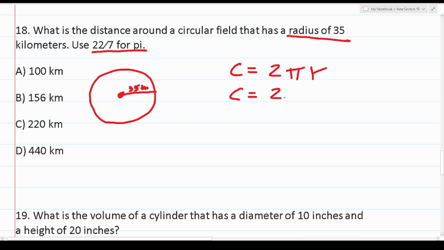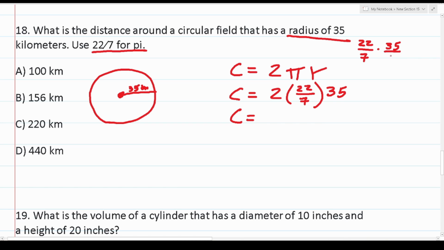We have circumference equals 2. In place of pi, I'm going to put 22 over 7. And we know our radius is 35. So at first glance, this looks like it's pretty difficult. That said, we can reduce this 22 over 7 times 35 pretty easily, and I'm going to do that off to the side. We have 22 over 7 times 35.